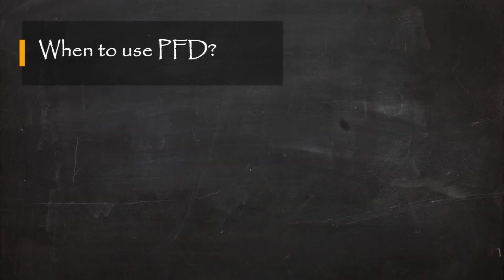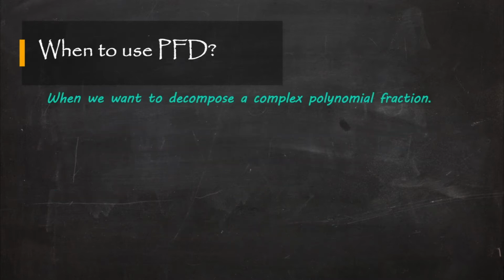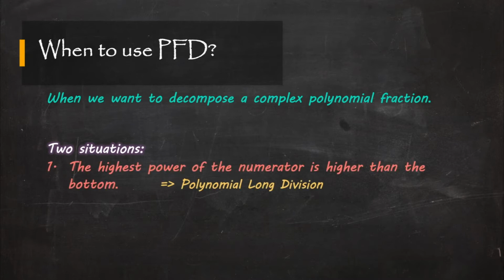And we use partial fraction decomposition when we want to decompose a complex polynomial fraction. There are two different situations of a complex polynomial fraction. The first type is when the highest power of the numerator is higher than the bottom. In that case, we use polynomial long division.